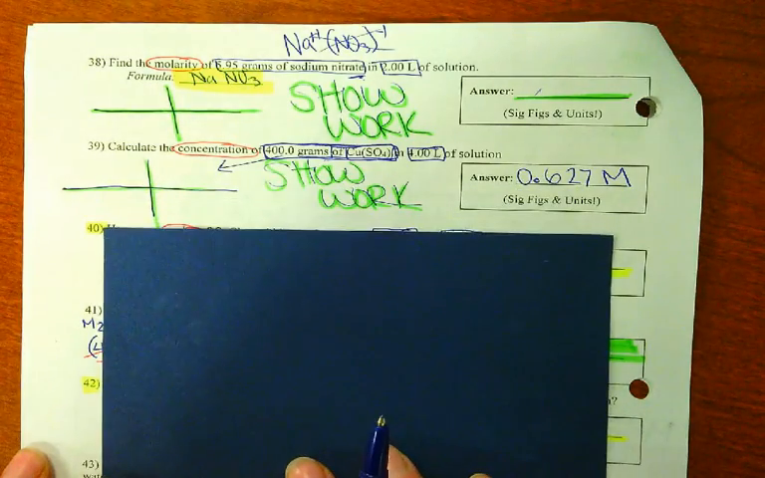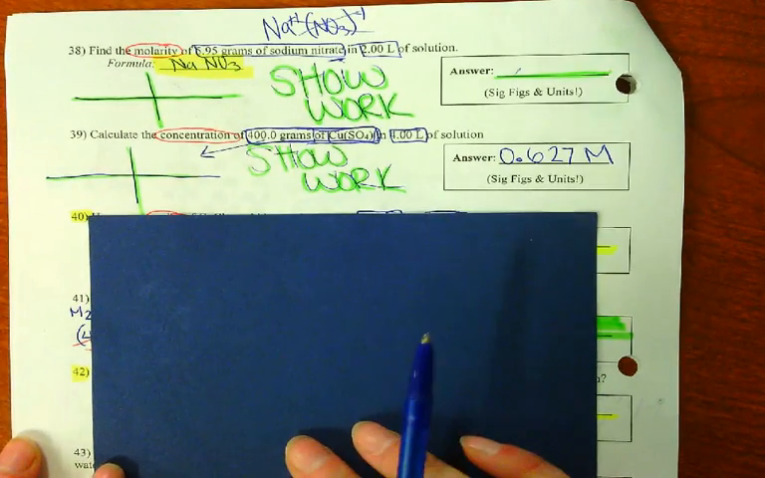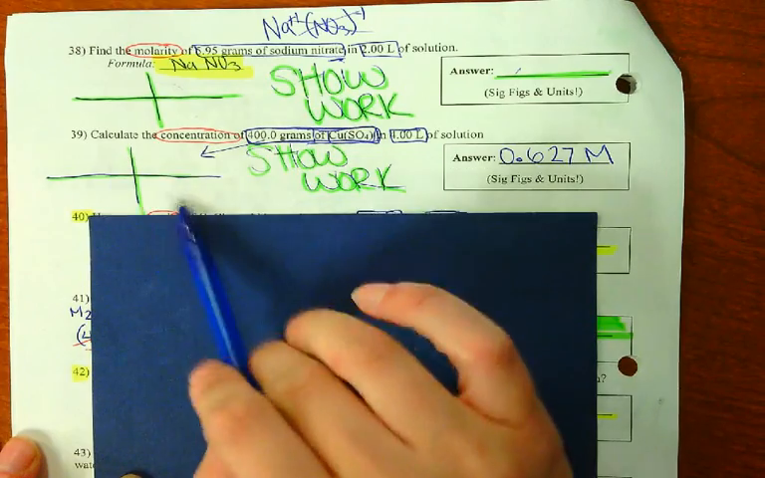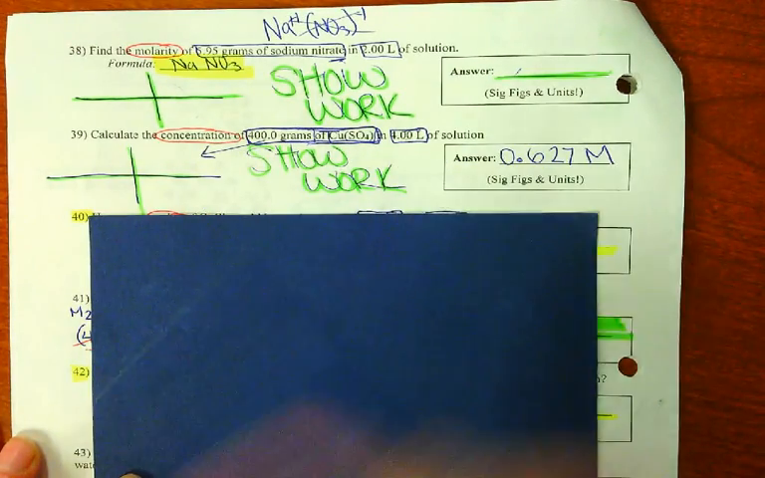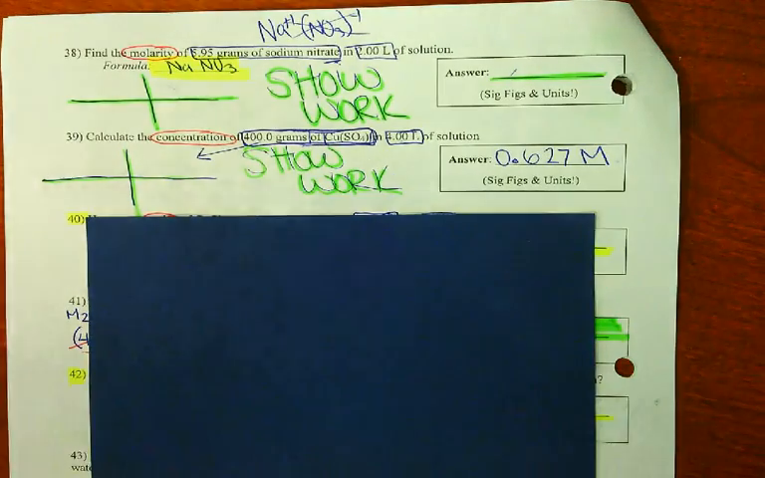For number 39, I gave you the answer, but you have to show me all the work. And again, you need to go grams to moles, and then plug moles over liters for concentration. This is what your answer should be, so figure out how to do that.